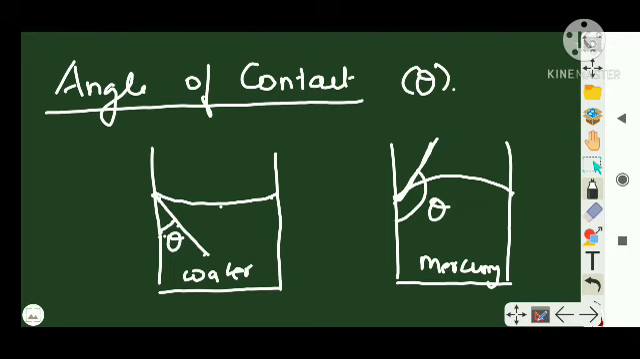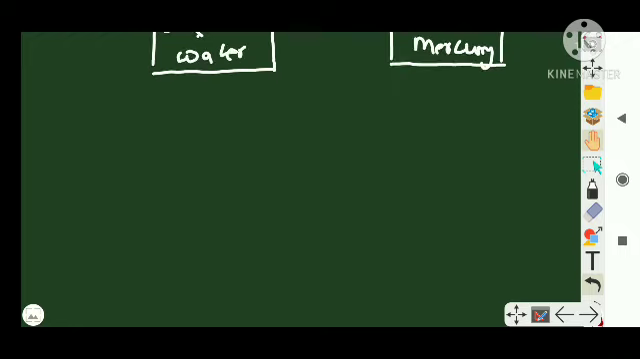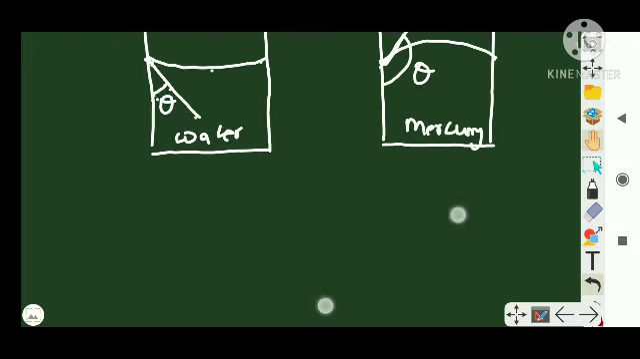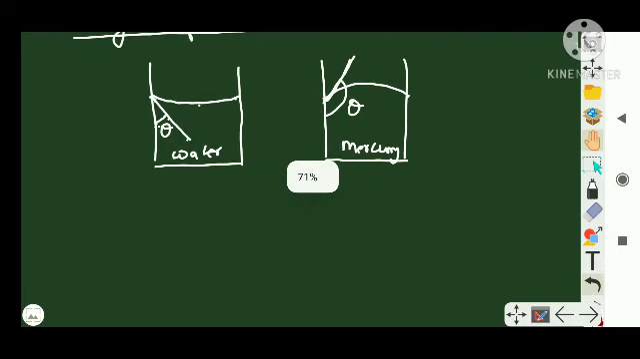So I hope you understood. Now, what is the significance of the angle of contact? You can see here the angle of contact, this is acute, this is obtuse. Obtuse means greater than 90, acute means less than 90. So the angle can be acute or obtuse depending upon the nature of the liquid.